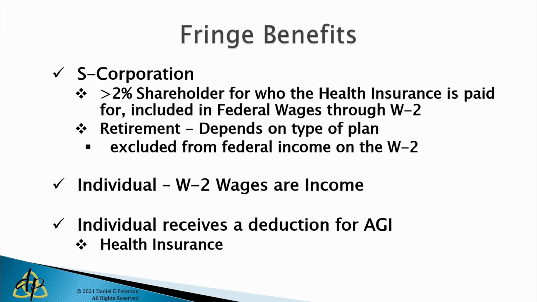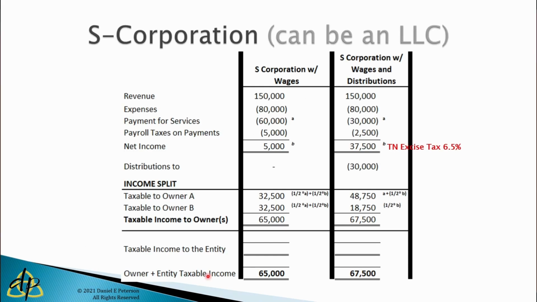As we put numbers to this, the S corporation's revenue in our 50-50 partnership was $150,000, with expenses of $80,000. We paid W-2 wages of $30,000 apiece. The company then has to pay half of the payroll taxes, Social Security and Medicare payroll taxes, plus state unemployment and federal unemployment taxes on those wages. They get to deduct those as expenses, and so the net income of the S corporation becomes $5,000 after those deductions.